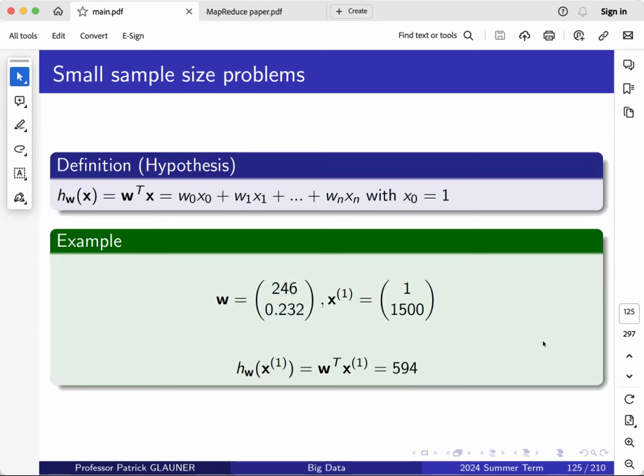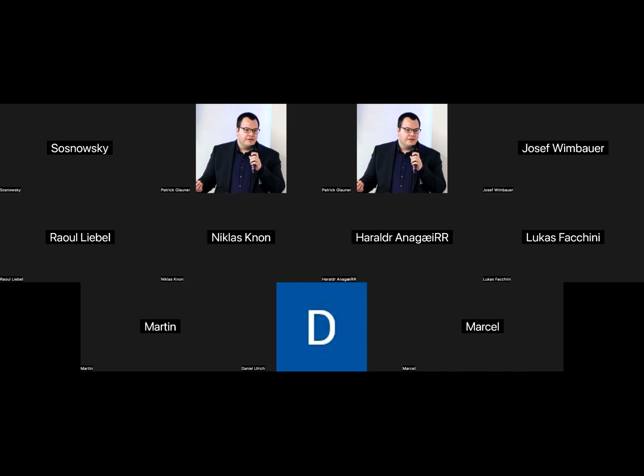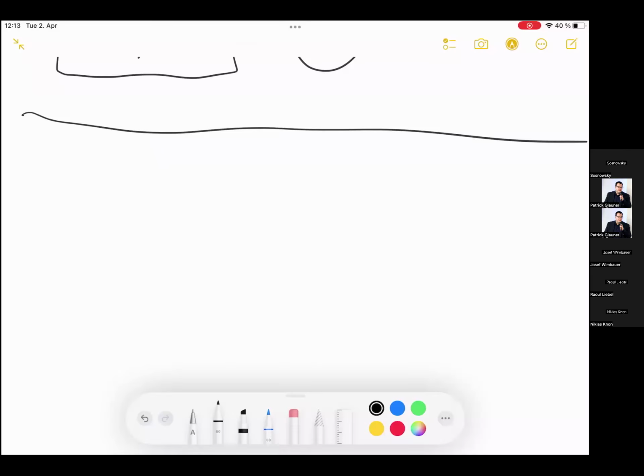And I will write this out on the iPad now, so we develop it step by step. The first part is a revision of linear regression for you, and the second part will be the new part then. So we will have our linear regression.